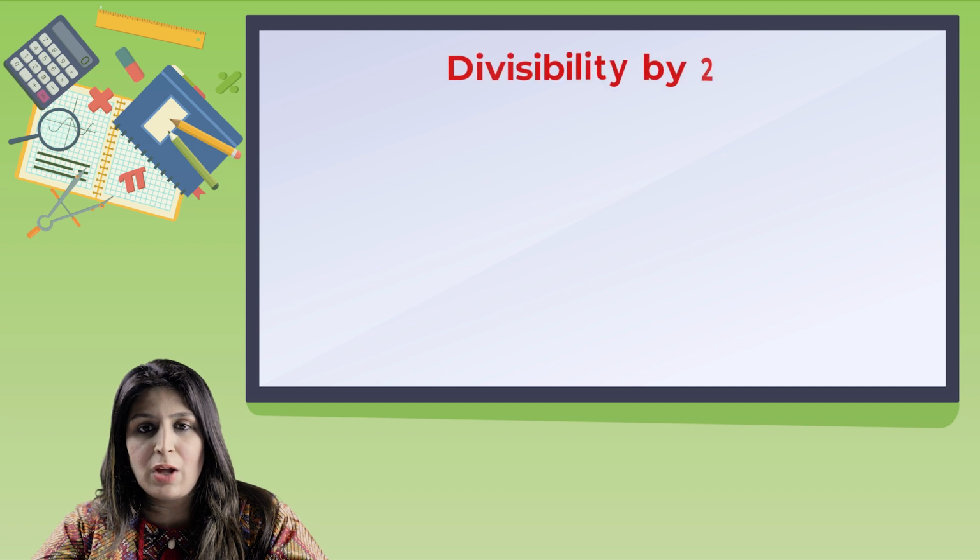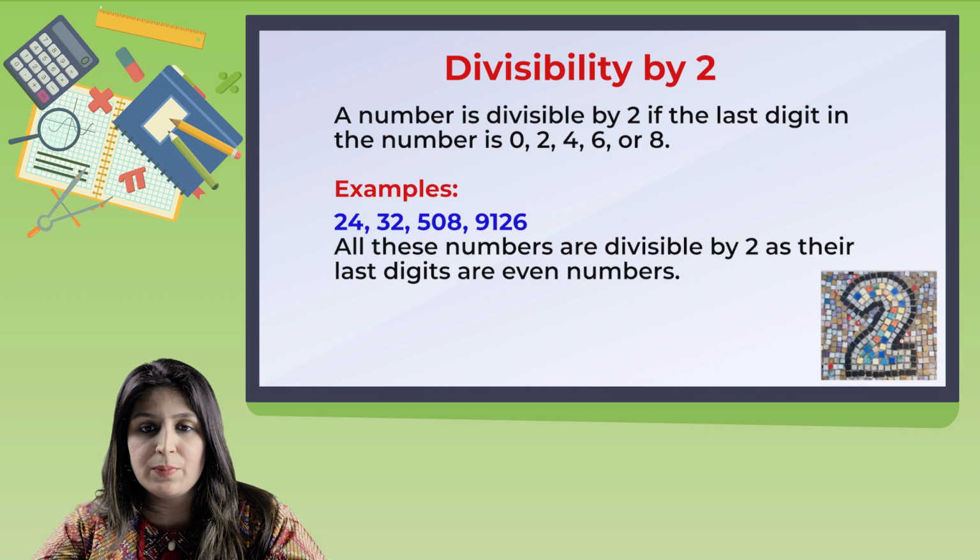Divisibility by 2. Now we're going to learn the rules of divisibility for number 2. A number is divisible by 2 if the last digit in the number is 2, 4, 6, 8 or 0. Example: 24, 32, 508, 9126. All these numbers are divisible by 2 as their last digits are even numbers.